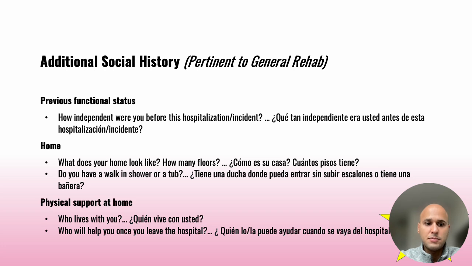Who lives with you? ¿Quién vive con usted? Who will help you once you leave the hospital? ¿Quién la va a ayudar cuando se vaya del hospital? If you're referring to a woman. If you're referring to a man, you would say, ¿quién lo va a ayudar cuando se vaya del hospital? But there are multiple ways you can say this as well. You can say, ¿quién le va a proveer ayuda cuando se vaya del hospital? This way is more neutral.